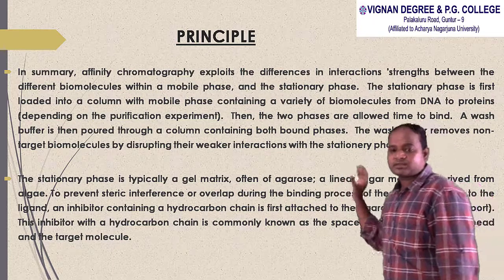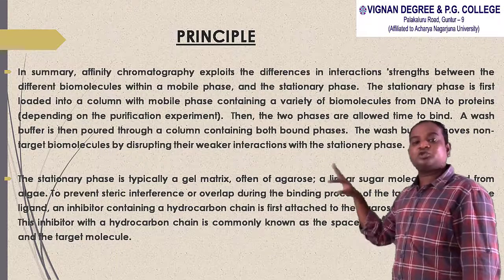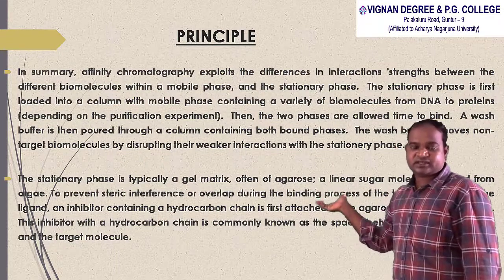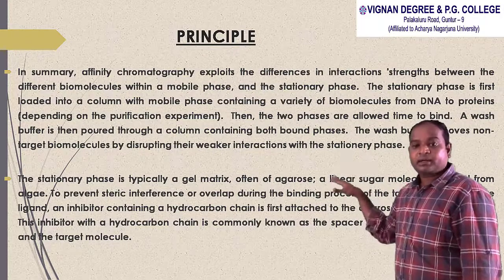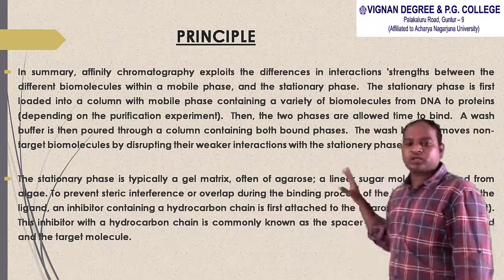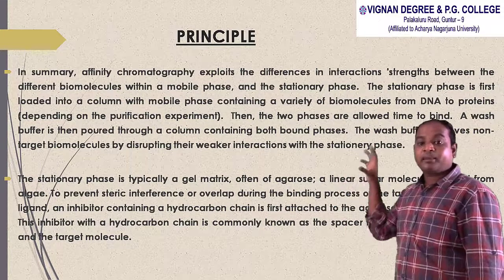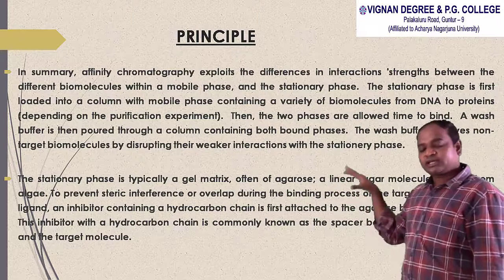A ligand has some specific features. It should bind to the stationary phase, but it should not react with the stationary phase. And it should bind to the substance you are going to separate, but it should not form a chemical reaction with that substance. And the binding should be loose, it should not be tight. So for that I am explaining one example.